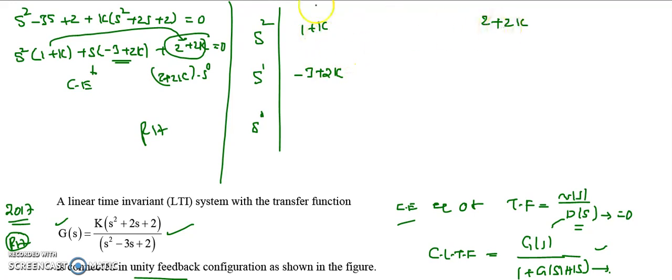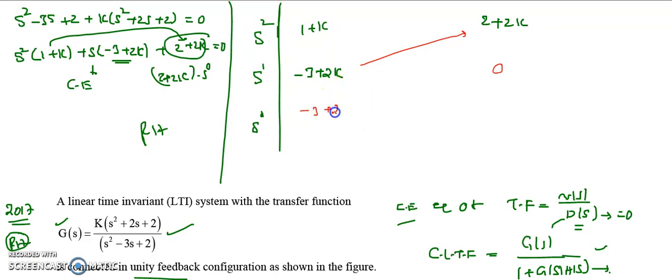Now we wrote the starting step of the RH table. Next, here nothing is there, so we have to take down 0. So this one multiplied by this one becomes the entry that we have to write in the column of s power 0.